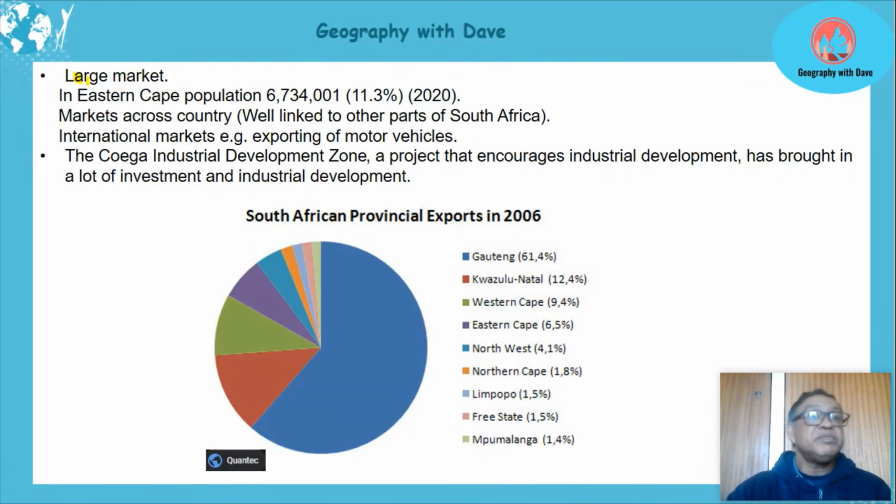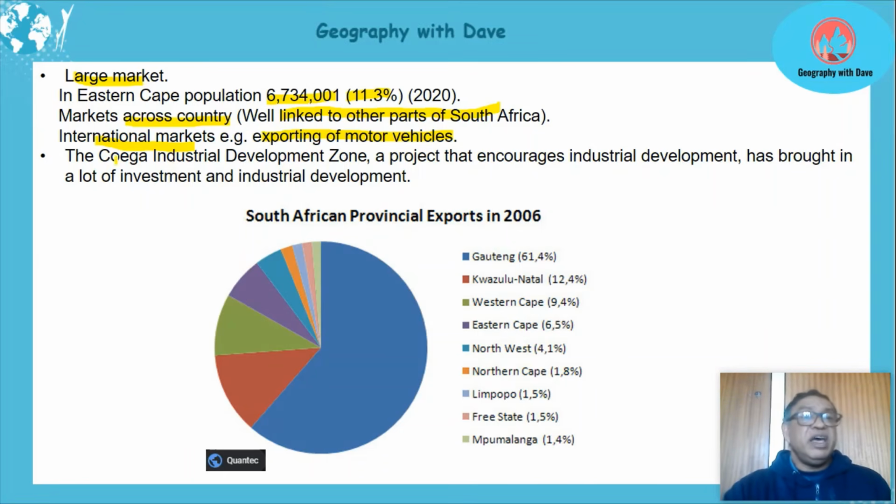Large market. Of course, the Eastern Cape population, I told you already, is over 6 million, 11.3%. There's a market there. Markets across the country also, because it's well linked to other parts. International markets through the harbor, which also allows for exporting of motor vehicles, etc.